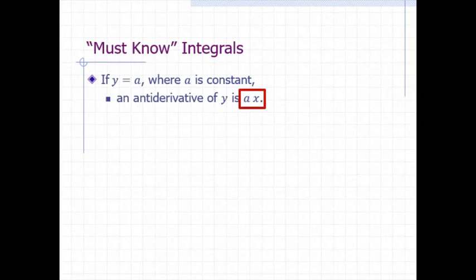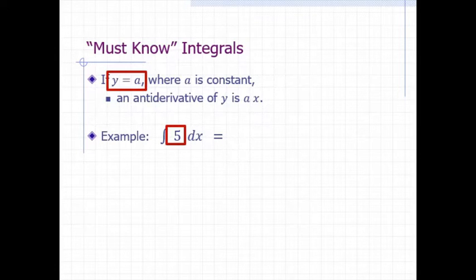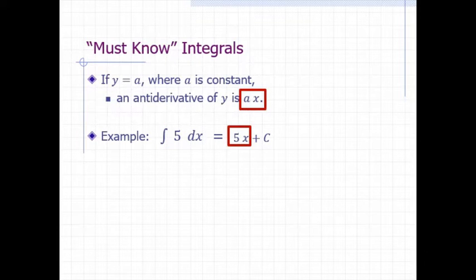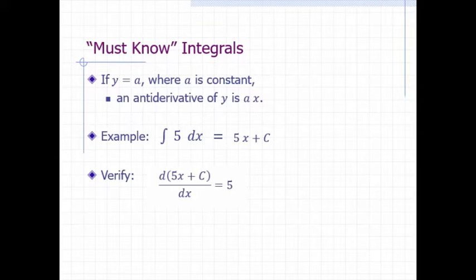There are some integrals you need to know by heart. Suppose y is equal to a, where a is a constant. Then an antiderivative of the function is a times x. Here's an example. What is the integral of 5 dx? Here, the integrand is a constant, which is 5. So the indefinite integral is 5x, plus an arbitrary constant c. To verify, we take the derivative of 5x plus c. It's easy to see that the derivative of 5x plus c is 5.